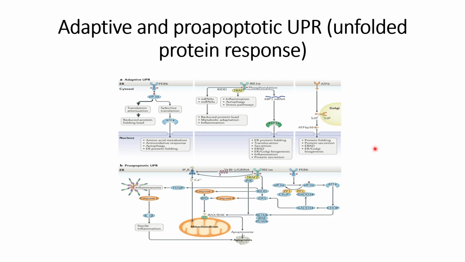So this is how the proapoptotic UPR triggers the apoptosis pathway and how it is different from adaptive UPR. I hope you have understood some idea about this proapoptotic and adaptive UPR. If you need to understand this in detail, you can go through the reference that has been provided in the description.